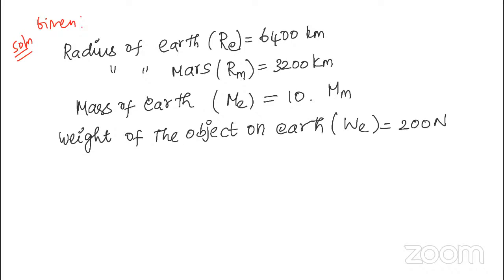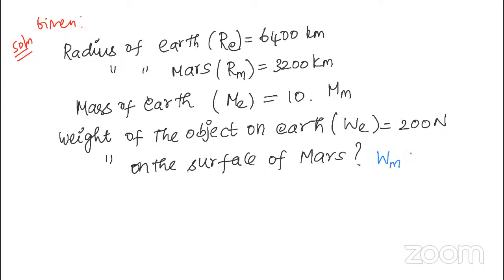So we are asking for the weight on the surface of Mars, that is WM, which is what? We calculate this value by the very simple expression, W is equal to M into G. Separately, you have to write the expression for Earth and Mars.